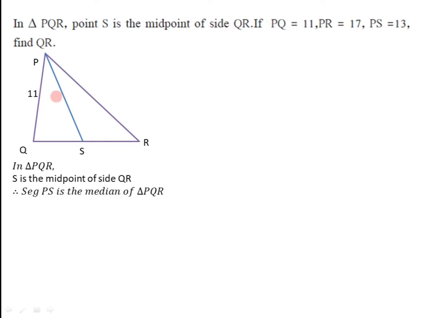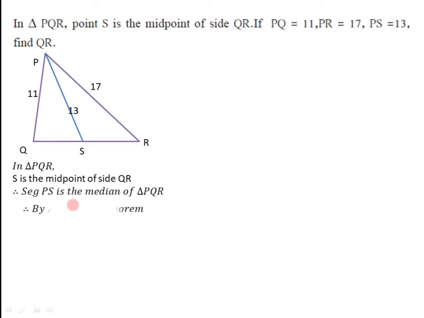Now here the length of PQ is given to be 11, length of PR is given to be 17, and the length of PS is 13. And from this information, we have to find the length of segment QR. Now as this is a triangle given and one median is given, so we can use here the Apollonius theorem.